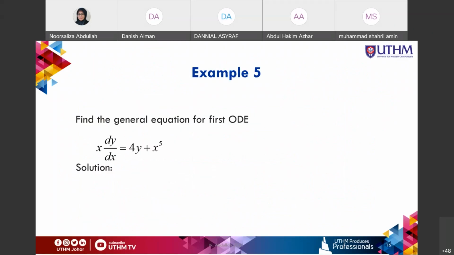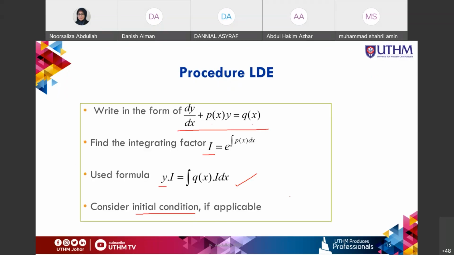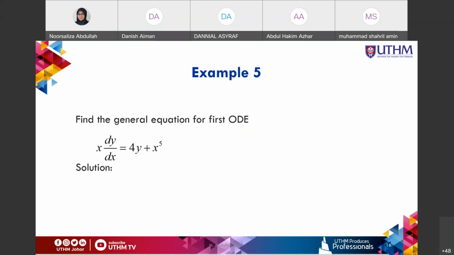Okay, kita tengok example ni. Find the general equation for first order ODE. Look at this question. It's very general. You are not given any initial condition here. Tak ada initial condition, so you can stop up to this stage. Maksudnya you tak payah cari nilai pemalar tu. You stop the equation with the constant, because you are not given any initial condition.